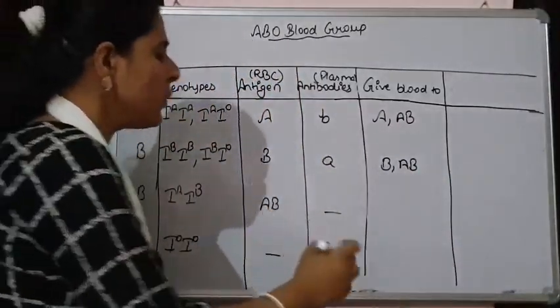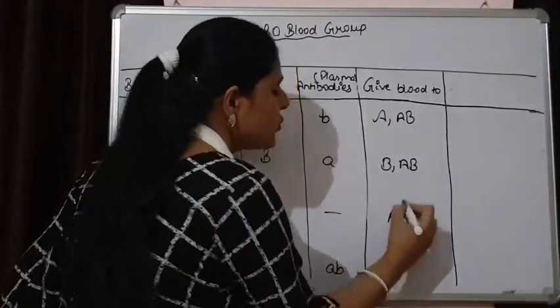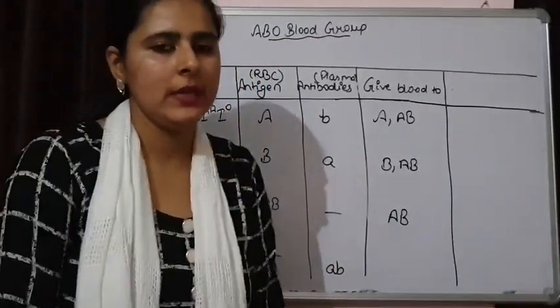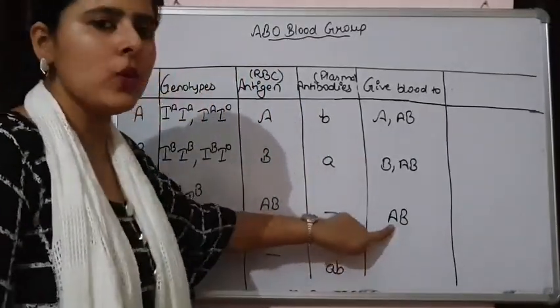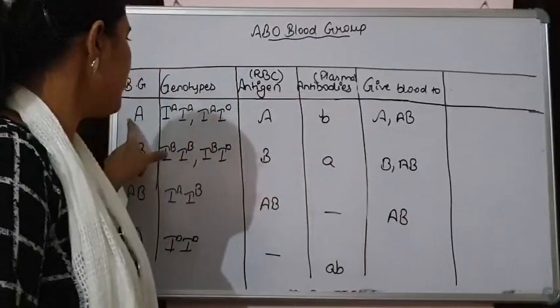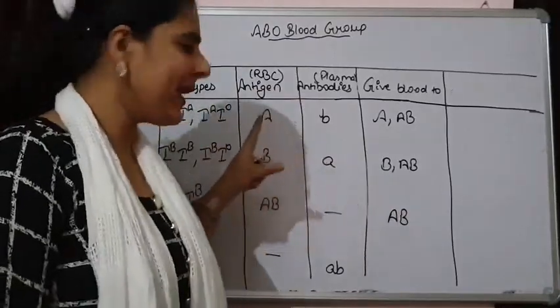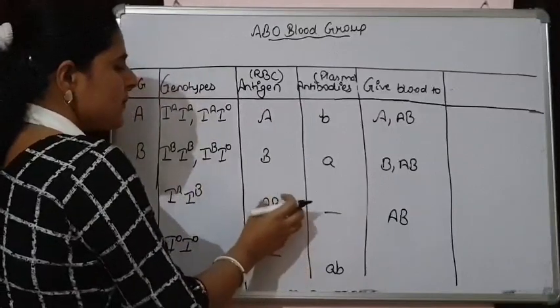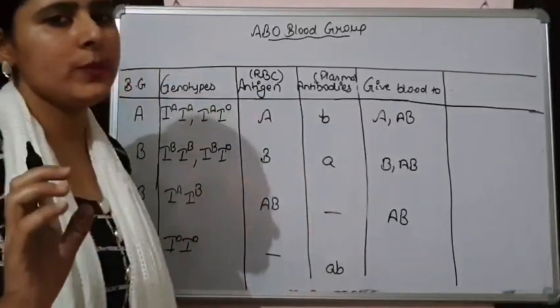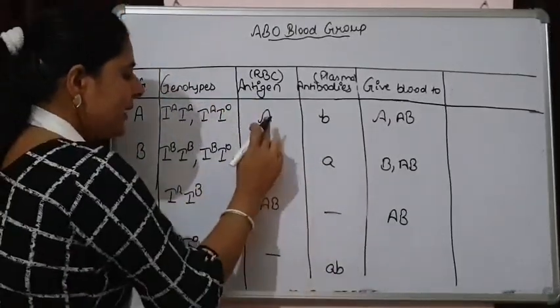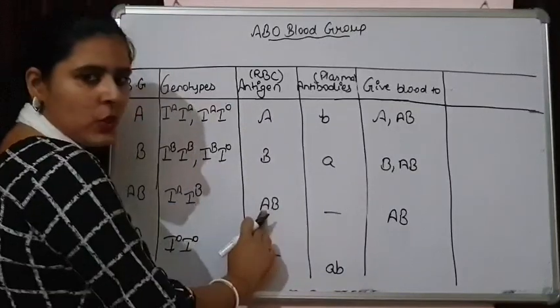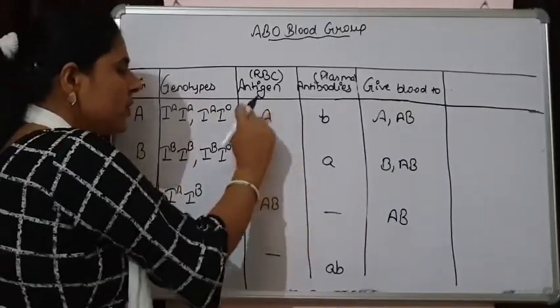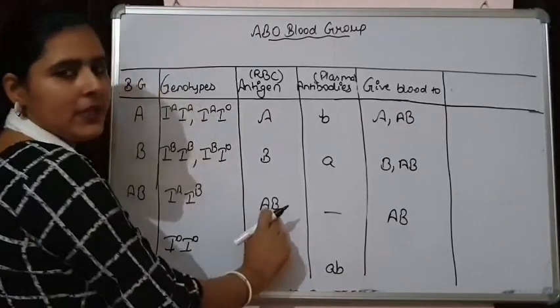This AB can only give blood to an individual with blood group AB. This person cannot give blood to an individual with blood group A or B. Reason? Because if we see, AB individual's blood is transferred to an individual with blood group A. So the A antigen is present over here, but this individual does not have antigen B.